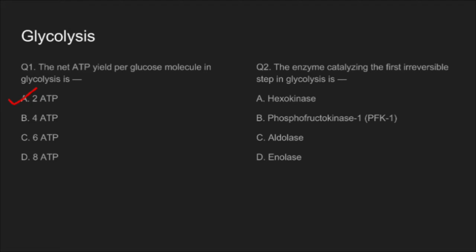Now question 2. The enzyme catalyzing the first irreversible step in glycolysis is? Your options are A, hexokinase, B, phosphofructokinase 1, C, aldolase, D, enolase. So the correct answer for this question is option A, hexokinase. Hexokinase phosphorylates glucose to glucose 6-phosphate, committing it to the metabolism inside the cell.